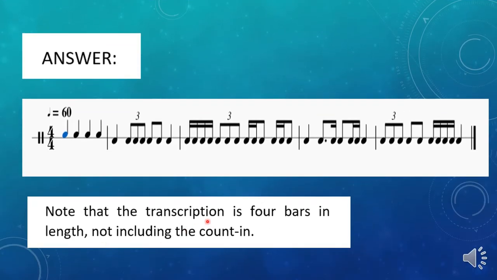Note that the transcription is 4 bars in length, not including the count in, right? I did explain that clearly before. That's your count in bar. It's assigned at a different pitch there. And this was your answer. And you can see you've got some triplets in there and you've got some ticker T's in there. Triple T's and ticker T's. So there's quite a good balance here of rhythmic configurations that had 3 sounds per beat. Your groups of semiquavers. Right.